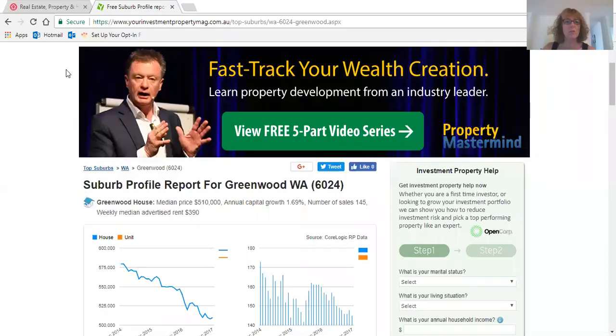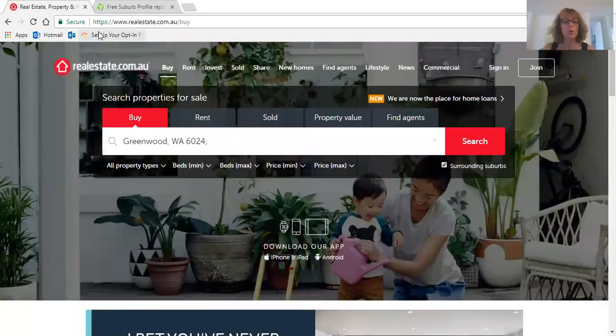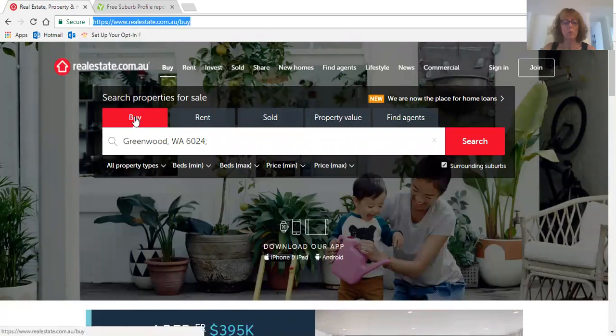So firstly, let's just go on the internet and I'll share my screen. And we'll go to realestate.com.au and we want to look at buy. So we want to look at houses currently for sale. I've chosen Greenwood as a suburb for our example.